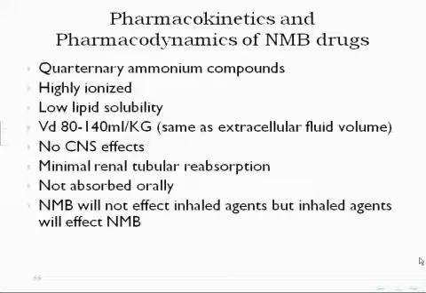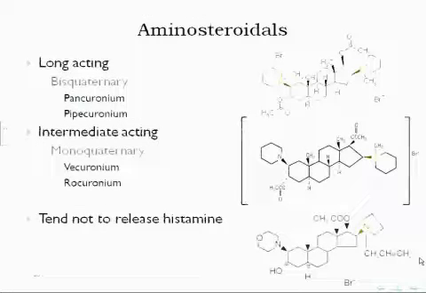Okay, pharmacokinetics and pharmacodynamics. Quaternary ammonium compounds are all the neuromuscular blockers. They're all highly ionized. They're all low lipid solubility agents. Their volume of distribution is basically the same as the extracellular fluid volume. There's no CNS effects, which I talked about before. There's minimal tubular reabsorption. They're not really absorbed orally, and they will not affect the action of inhaled anesthetics, but inhaled anesthetic agents will affect neuromuscular blockers. Which means that one agent passes into the brain, the other one does not, and affects both, which is what the volatiles do. Now let's go into the aminosteroidals.